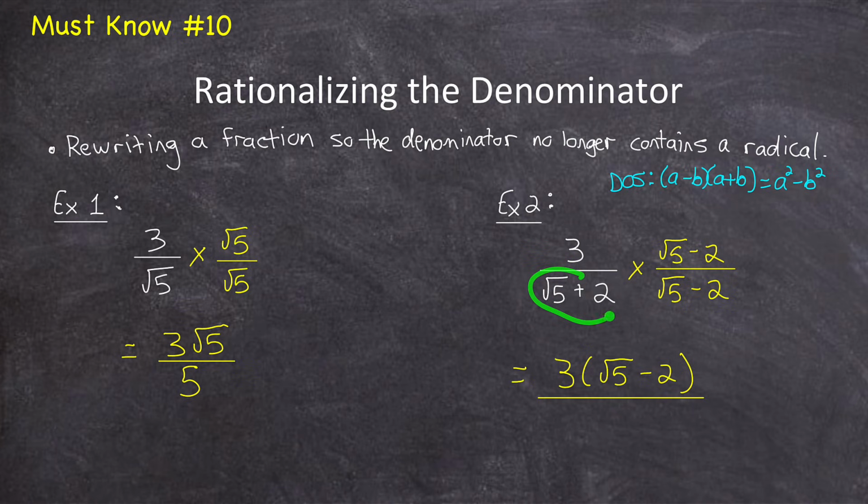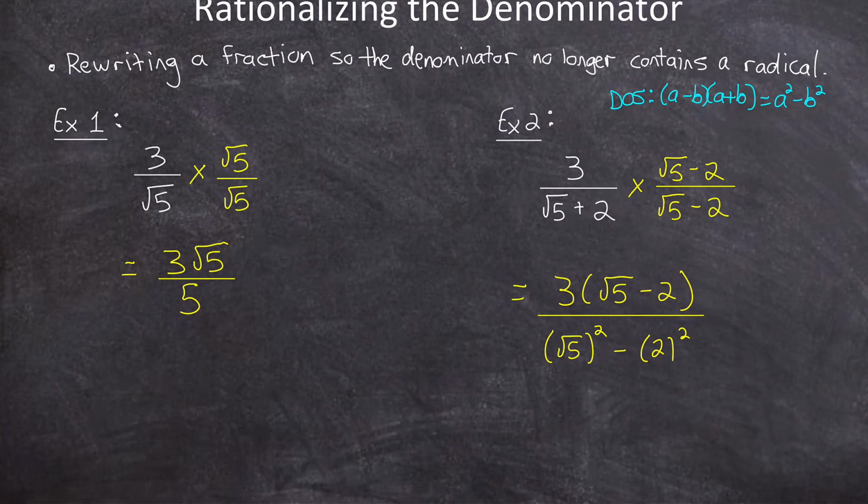So I know when I do the multiplication of root 5 plus 2 times root 5 minus 2, it's going to equal the square root of 5 squared minus 2 squared. And then if I simplify this fraction in the numerator, I could distribute the 3 to give me 3 root 5 minus 6. And in the denominator, I have the square root of 5 squared. Square rooting and squaring are inverse operations, so they're going to cancel out in this circumstance, and that's just going to be 5. And then I need to subtract 2 squared, which is 4.